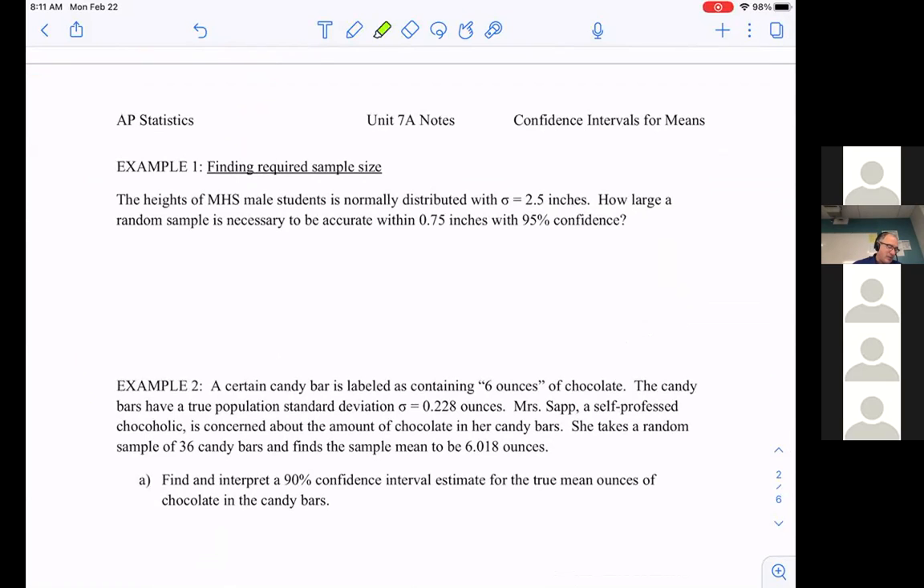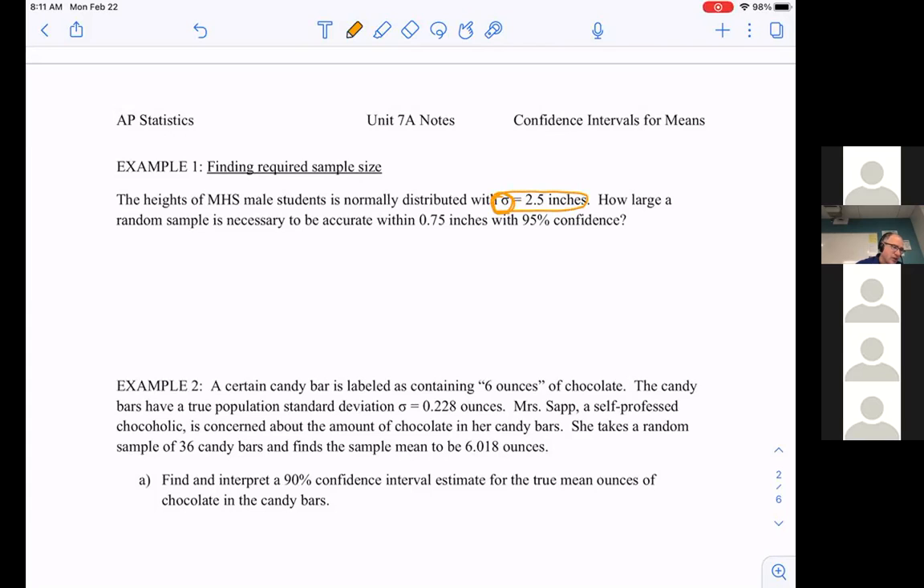The heights of MHS male students is normally distributed with a standard deviation of 2.5. How large a random sample is necessary to be accurate within 0.75 inches and be 95% confident? Okay, so again, this is the critical piece of information right here, the standard deviation. I know my population standard deviation, so I'm going to be using Z.